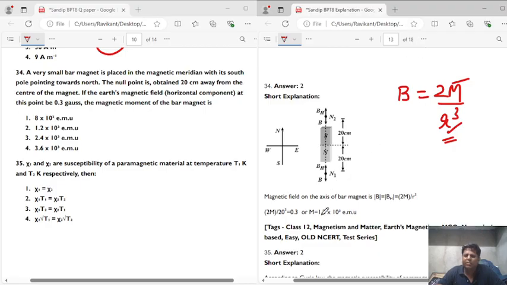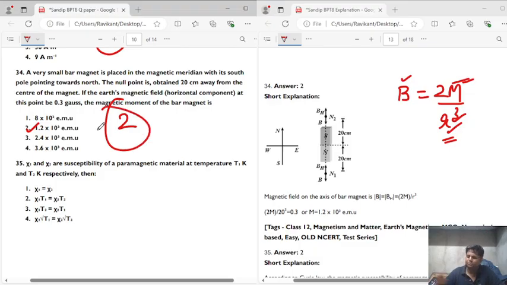So we do not have to convert this 20 centimeters into meters. Putting the values and calculating, we get our M is equal to 1.2 into 10 to the power of 3 EMU, right? So we are using the formula B is equal to 2m upon r cube, where B is the magnetic field, M is the magnetic moment which we need to calculate, and r is the distance of the null point from the center of the magnet. Putting the values, we get M is equal to 1.2 into 10 to the power of 3 EMU, right? So the correct answer for question number 34 is option 2.